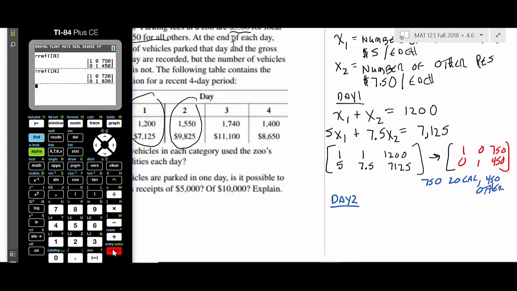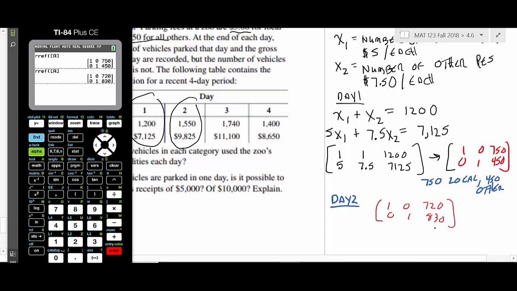Okay, so the second one, day two, the result is, and all I want you to do is just write the matrix, 1 0 720, 0 1 830. Okay, so that again means 720 local residents, 830 others, like that. Okay, and that's the idea.